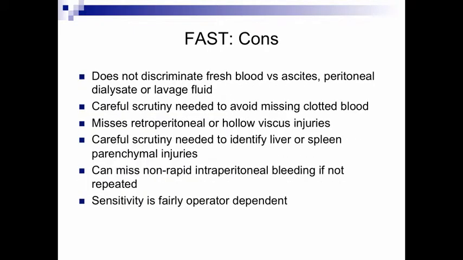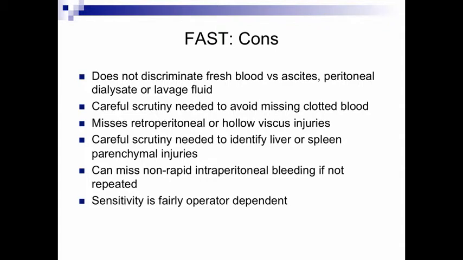The cons of the FAST exam, especially relevant to performing it outside of a trauma type of setting, is that it doesn't tell you if it's fresh blood or ascitic fluid or peritoneal dialysate, or perhaps even just physiologic fluid in the retrovesicular space in a woman who has perhaps a ruptured ovarian cyst or something of that nature. You need to be careful when performing the exam in order not to miss clotted blood.